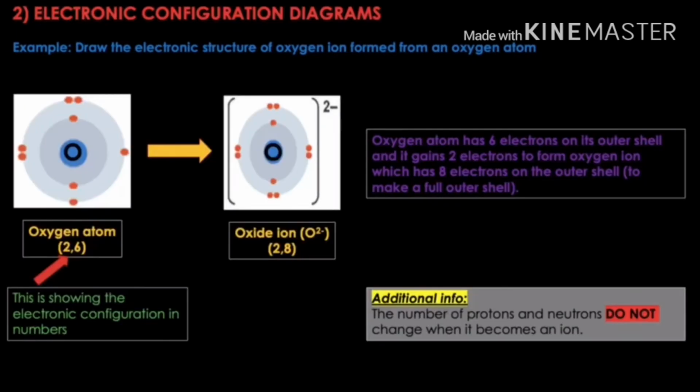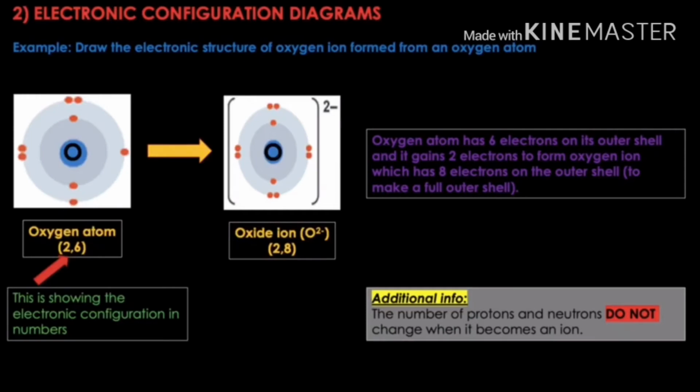Electronic configuration diagrams are the second way to demonstrate the formation of ions. So an exam question could ask you to draw the electronic structure of an oxide ion formed from its oxygen atom. Firstly, start off with the electronic configuration diagram for an oxygen atom, which is shown on the left with 2 electrons on the inner shell and then 6 electrons on the outer shell.